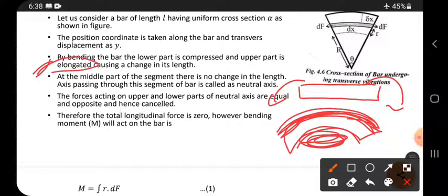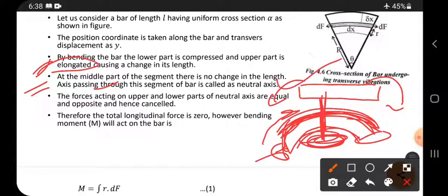Elongation means extended. At the middle part of the segment, there is no change in length. Generally, more bending occurs at the ends only. While we go in this direction, bending gradually decreases. So at the middle, no bending will occur. Here more bending, here no bending. The axis passing through this segment of the bar is called the neutral axis. Any axis that passes through this point is called the neutral axis.